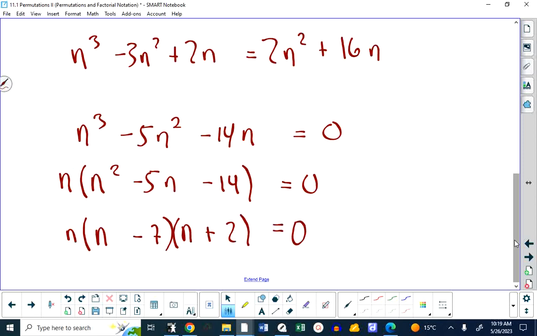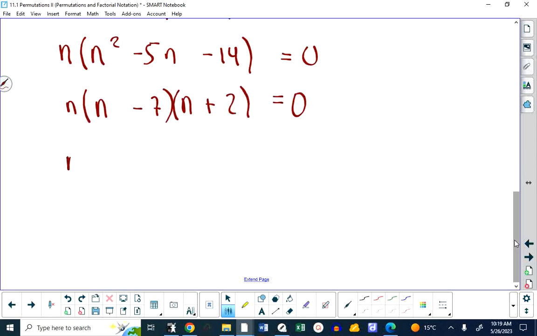So there is our cubic polynomial equation in factored form. You can see over here that n is equal to 0 for the first factor, n is equal to 7 for the second factor, n is equal to negative 2 for the third factor. Why is that extraneous? Well, n is the number of items, and you can't have a negative number of items.